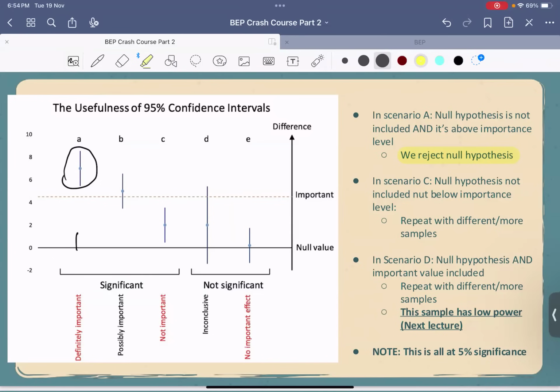This is definitely a good study, and it is very likely to be a correct result, so we reject the null hypothesis right away without thinking.